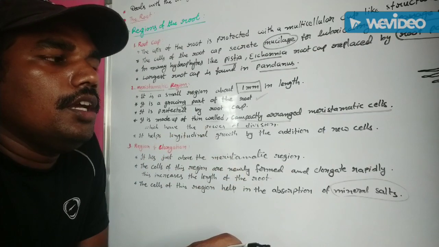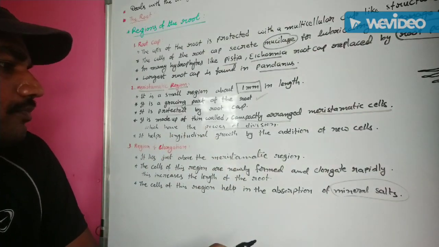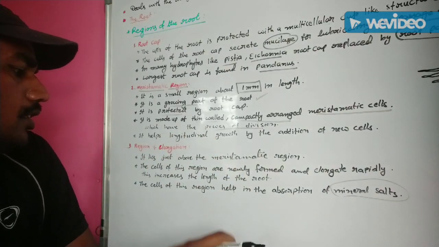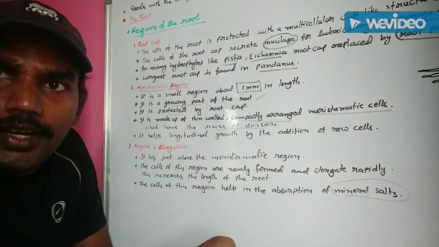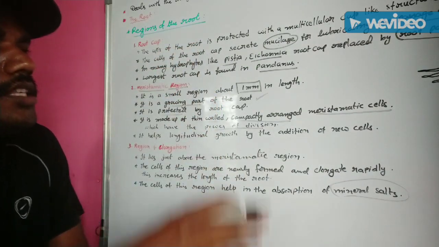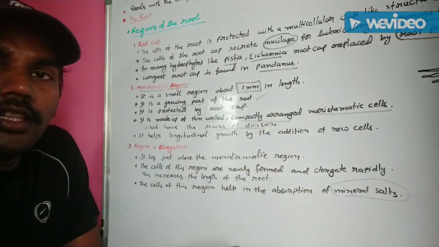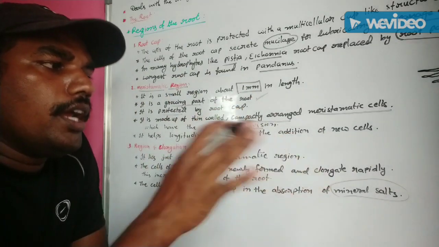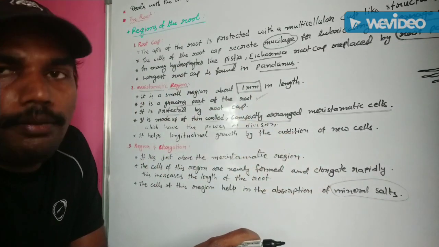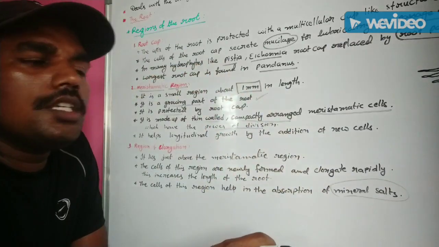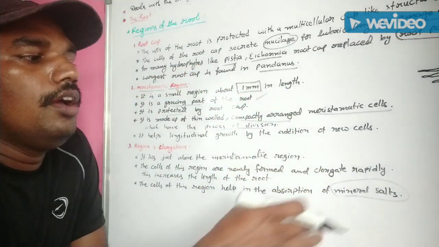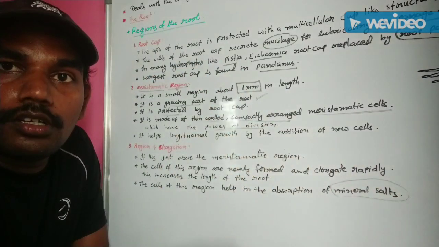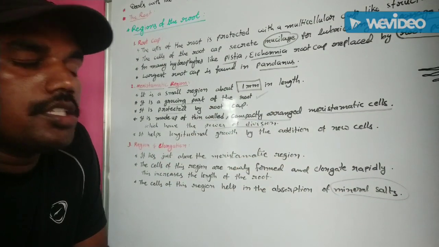These cells are very elongated. This region is helpful for the rapid elongation of the root, and also this region mainly absorbs mineral salts from the ground.